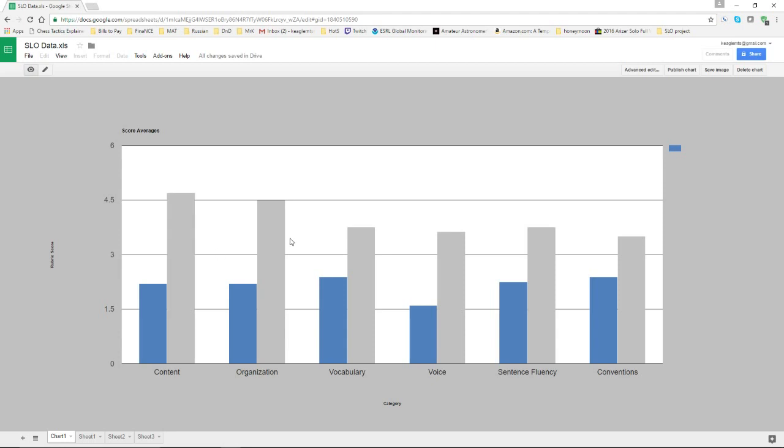So content and organization were the main focus of the revision activities and the instructional activities, and we can see a much larger growth in that area as opposed to the other areas. But the 2-point increase was also successful for content, at least. It was not as successful in fluency, but as a byproduct of the increase in content, we also saw an increase in organization.